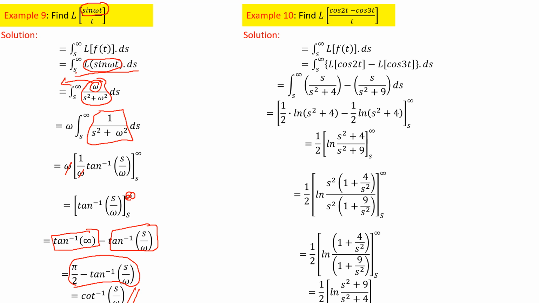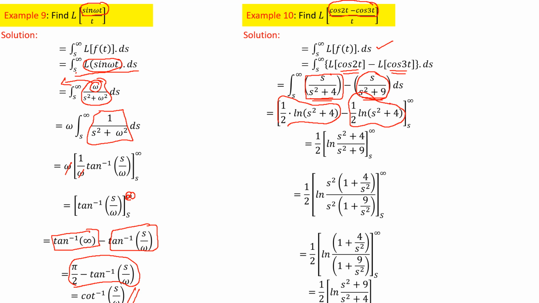Next question, L of cosine 2t minus cosine 3t divided by t. So here f of t is in the numerator. So we will write in the formula. Then distribute Laplace for the two terms, cosine 2t, cosine 3t. So first term will become s by s square plus 4. Second term will become s by s square plus 9. Integration of s by s square plus 4 is going to be 1 by 2 ln s square plus 4. Integration of s by s square plus 9, it's going to be 1 by 2 ln s square plus 9.